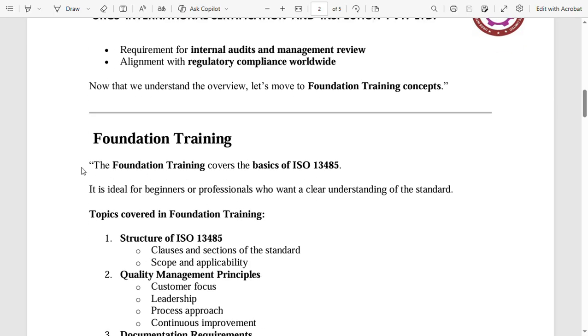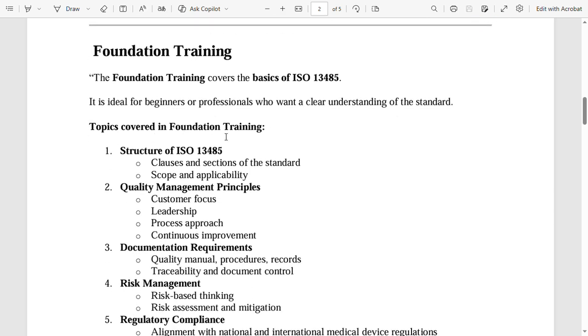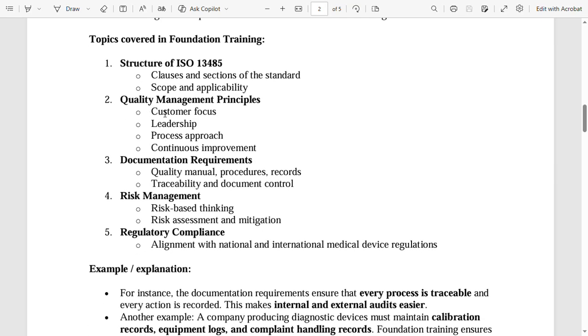Foundation training. The foundation training covers the basics of ISO 13485. It is ideal for beginners or professionals who want a clear understanding of the standard. Topics covered in foundation training. First, structure of ISO 13485. Clauses and sections of the standard. Scope and applicability. Second, quality management principles, customer focus, leadership, process approach, continuous improvement.